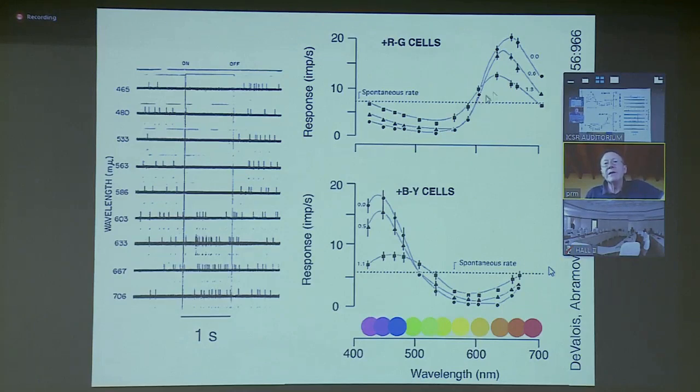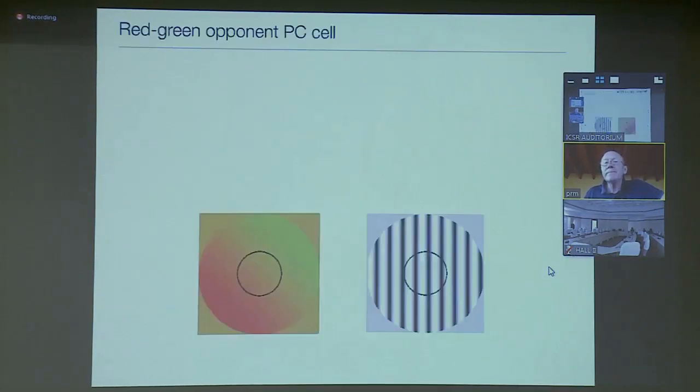visual system. We say that these cells show cone opponent properties. That is, one set of cones is exciting the cell, and another set of cones is inhibiting the cell. I'll just quickly show you examples. Here's a red-green opponent cell from the parvocellular layers of the lateral geniculate nucleus. We're going to drift a grating, which changes not in brightness, but only in color, from red to green and back again.